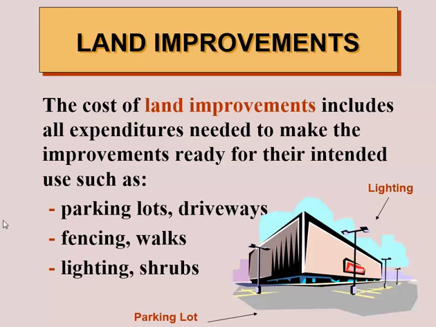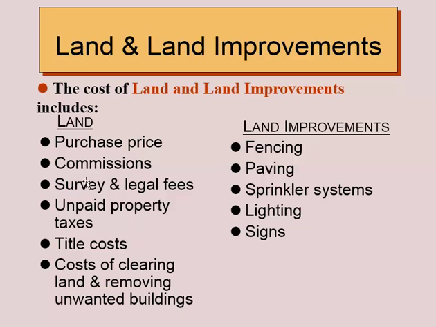The examples, as you see, are parking lots, driveways, fences, sprinkler systems, lighting. So any costs incurred getting those ready for their intended use, again, will be part of the cost of those land improvements. Here's a nice breakdown of the costs associated with land and land improvements. If you bought any property lately, you'll realize you don't just pay the purchase price, but there's also usually realtor commissions, survey fees, attorney's fees, perhaps unpaid property taxes you have to bring current, title costs. If you need to clear the land and get it ready, again, for its intended use, those all get included as part of the cost of the land.